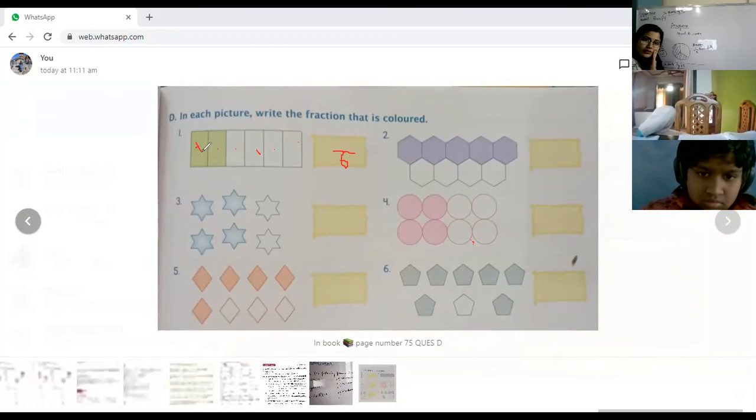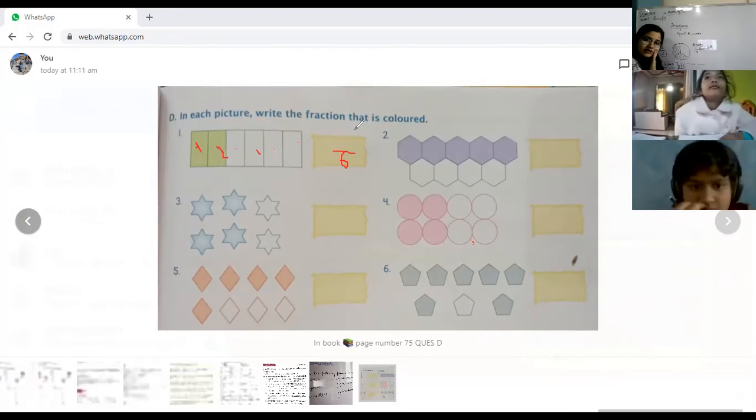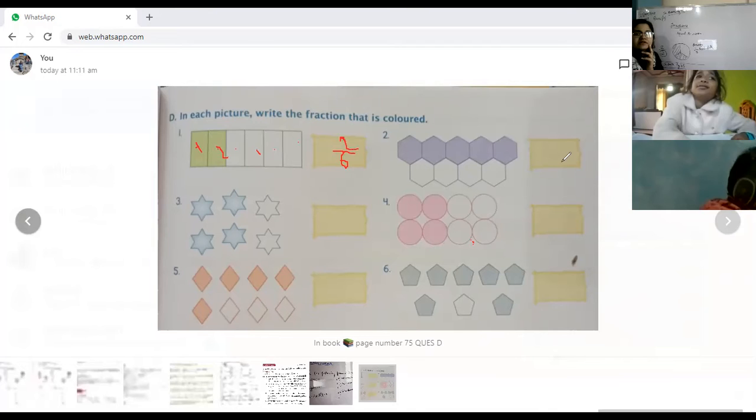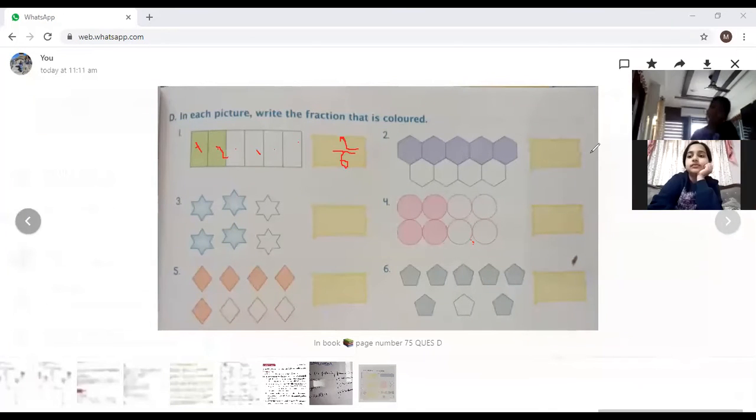How many are colored? 1 is colored and this is the second one. It is colored. How many are colored? 2 are colored. What will you write here? Ma'am, 2 upon 6. 2 numerator and 6 denominator. Okay, one by one, I'll ask each one of you. Pratyusha, tell me the second one.